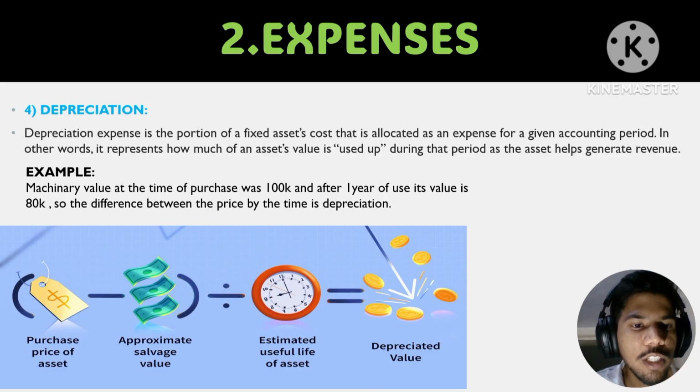Depreciation expense is the portion of a fixed asset's cost that is allocated as an expense for a given accounting period. In other words, it represents how much of an asset's value is used up during that period as the asset helps generate revenue. Example: a machinery's value at the time of purchase was 1 lakh rupees and after 1 year of use its value is 80,000. So the difference in price over time is depreciation.